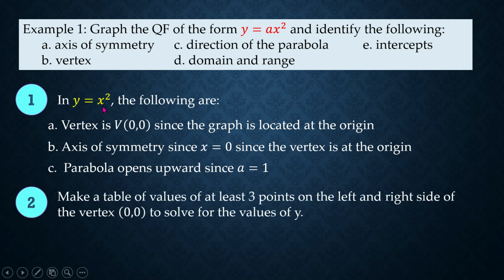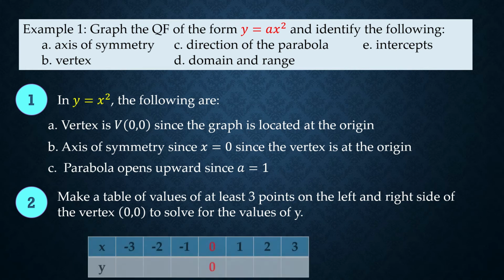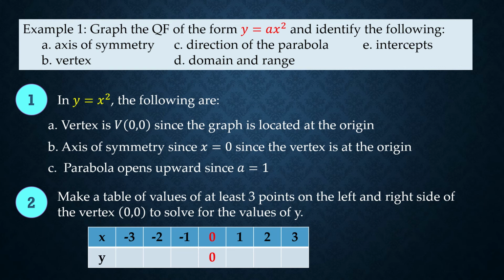Okay, second step. Make a table of values of at least 3 points on the left and right side of the vertex. Since our vertex is 0, 0, we will solve for the values of y. So, gamiton na nato. So, maghimo ta og table of values. Since our vertex is at the origin 0, 0, kita mo? Ang ibabaw, puro value of x. Then, ang ubos, puro value sa y niya.